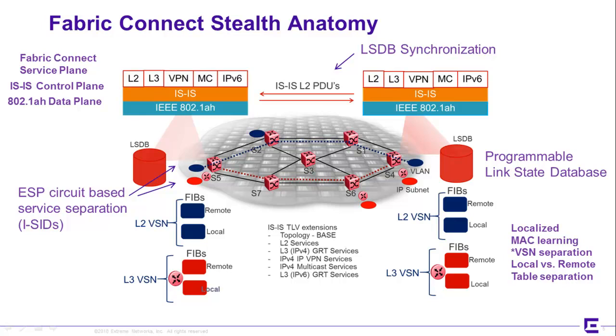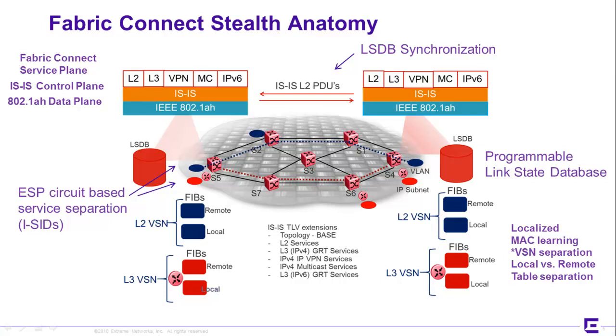Starting at the upper left side, we have the three different planes. First of all, the 802.1 data plane, which is how forwarding happens. And then we have the control plane provided by ISIS. And notice that we have LSDB synchronization. It happens through the use of the ISIS protocol.